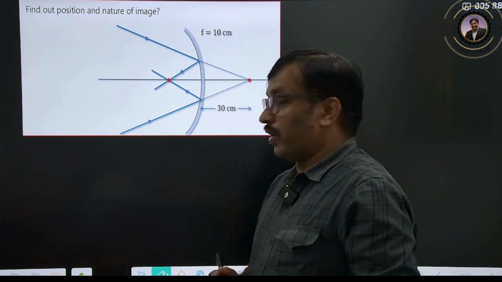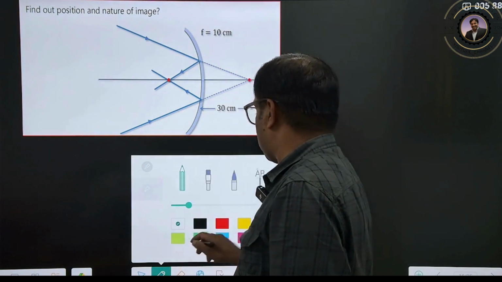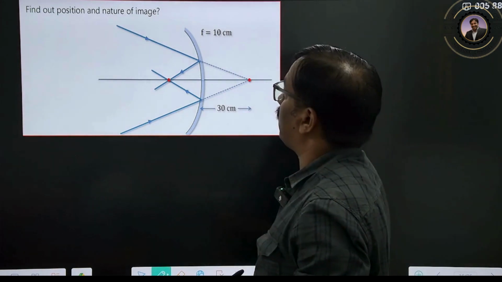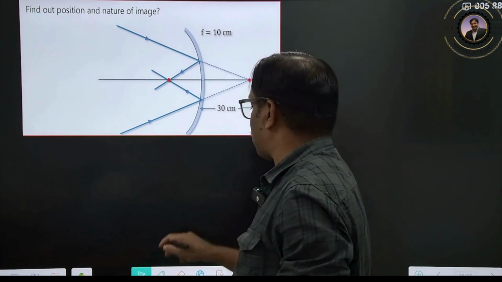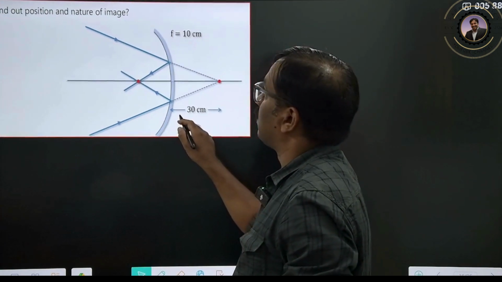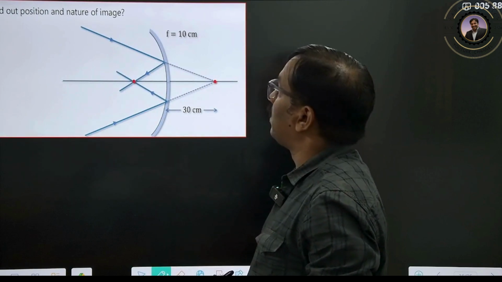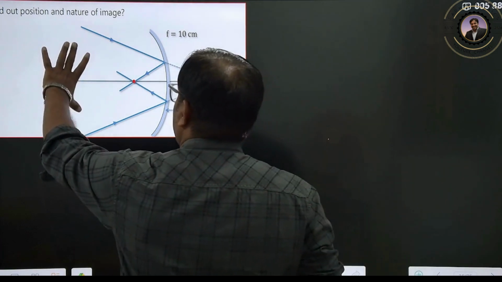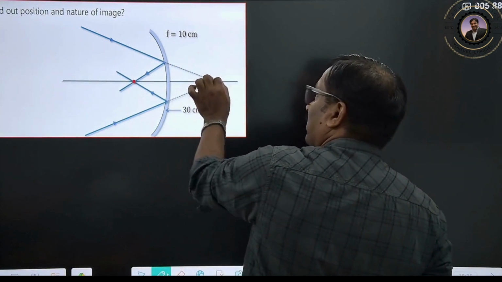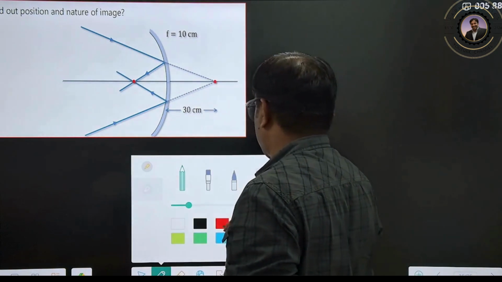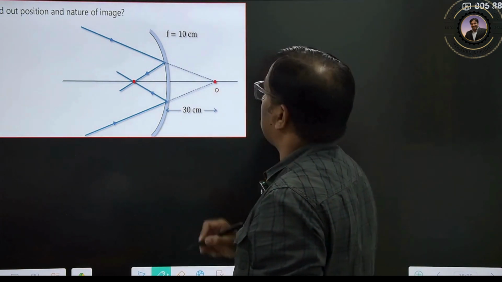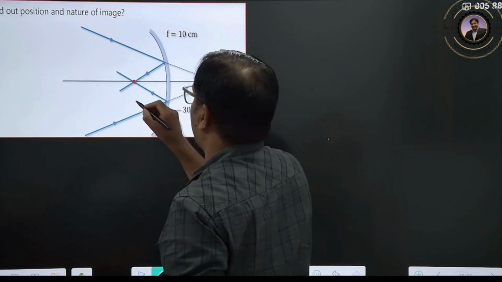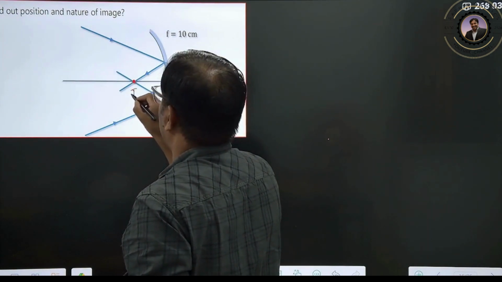Here is one very important question, slightly important one. Now find the position and nature of the image. So these light rays are coming and falling at this point. That means this is nothing but our object. Here are converging light rays. This is the object. Now these light rays will get reflected, therefore it will be formed like this. It will be the image.